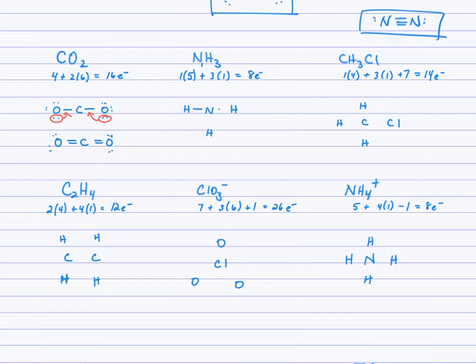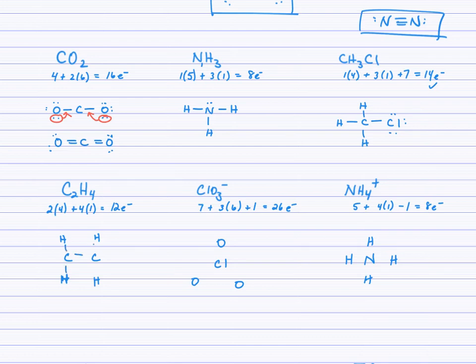For ammonia, 2, 4, 6, hydrogens are all stable. I put the remaining lone pairs on the nitrogen. It's stable with 8. For CH3Cl: 2, 4, 6, 8, hydrogens all stable. 10, 12, 14. There's the 14 electrons, and carbon is stable.